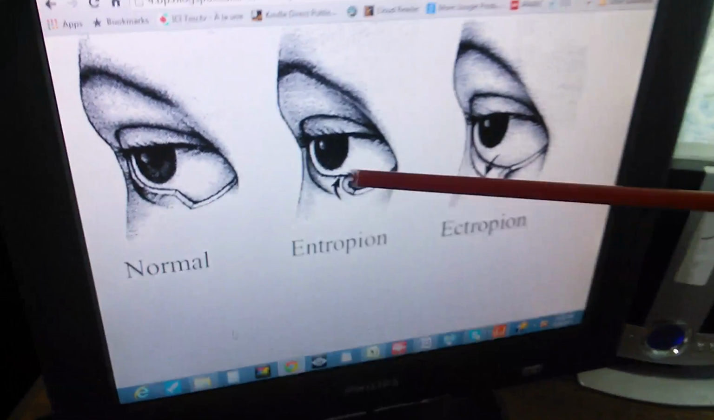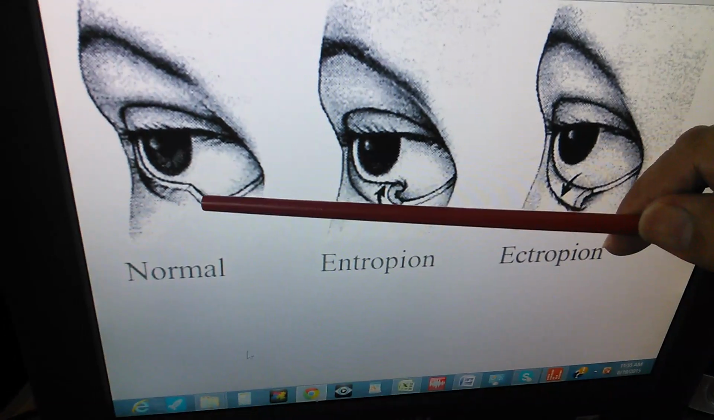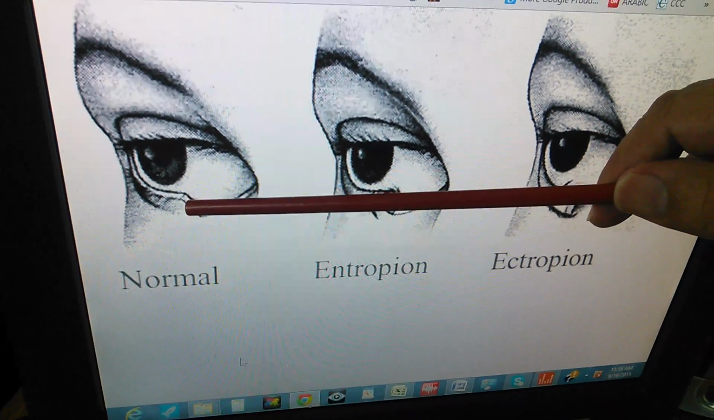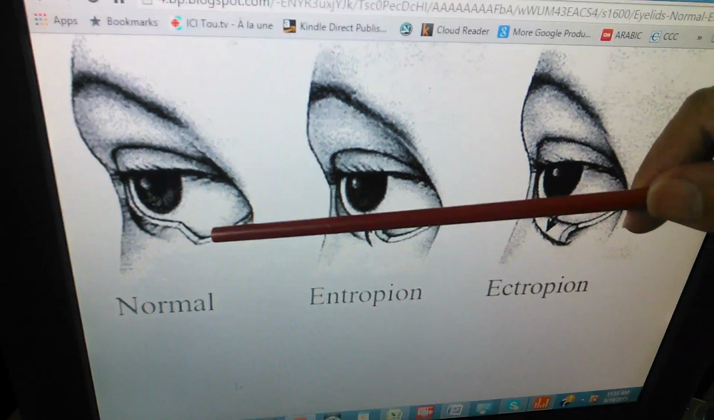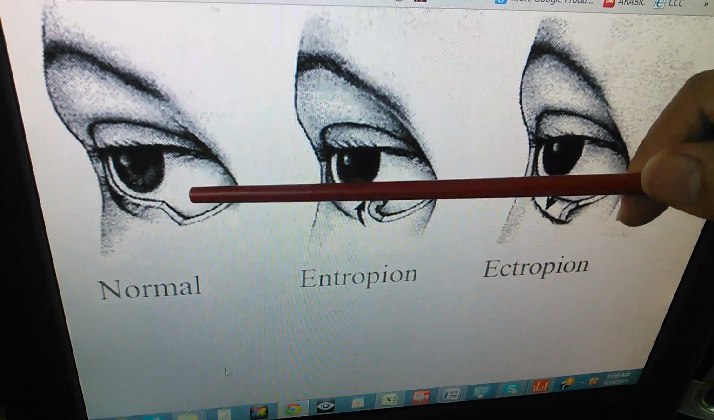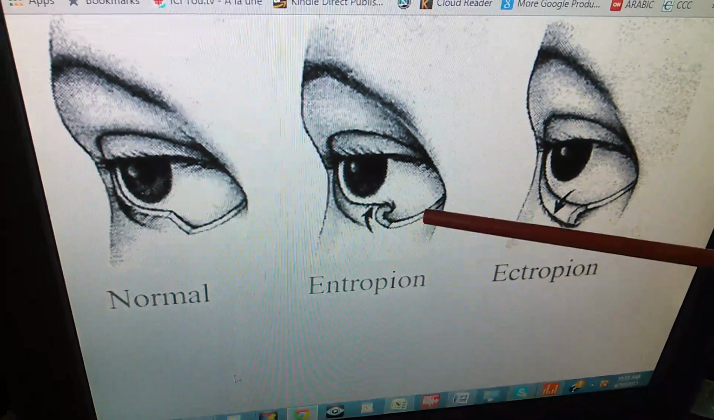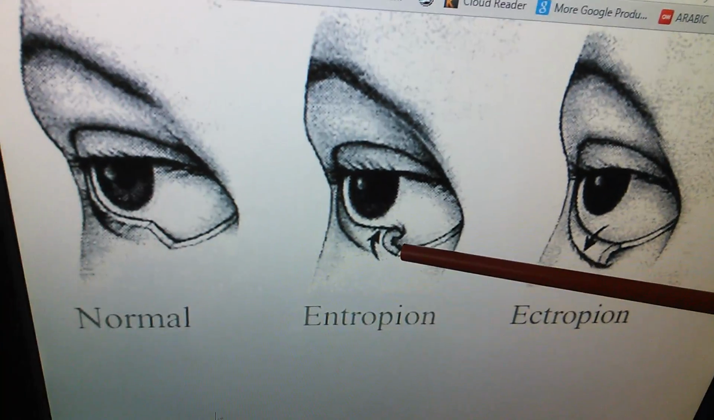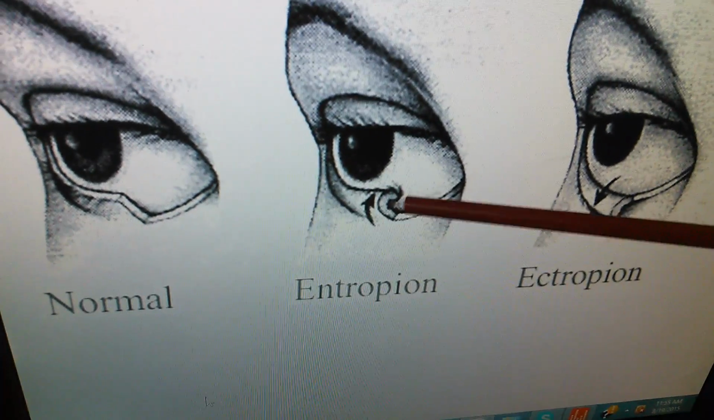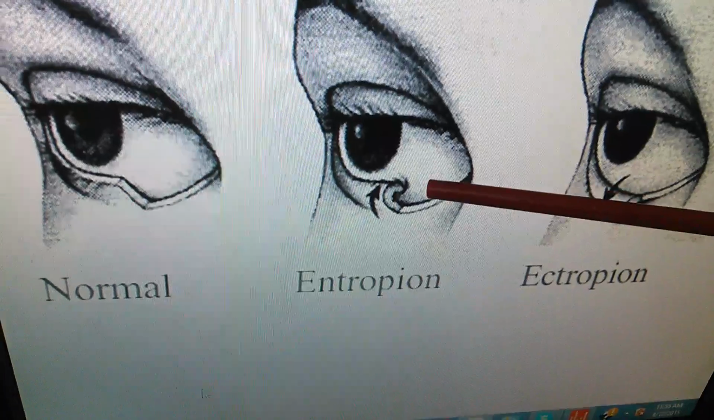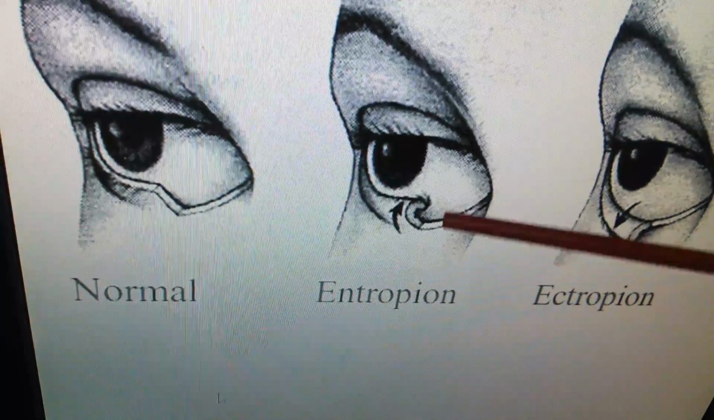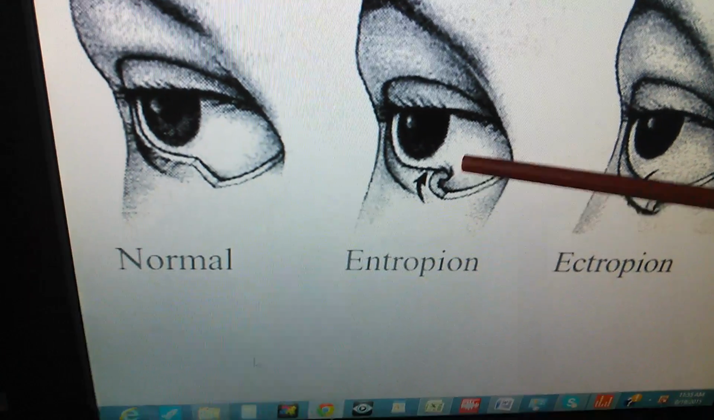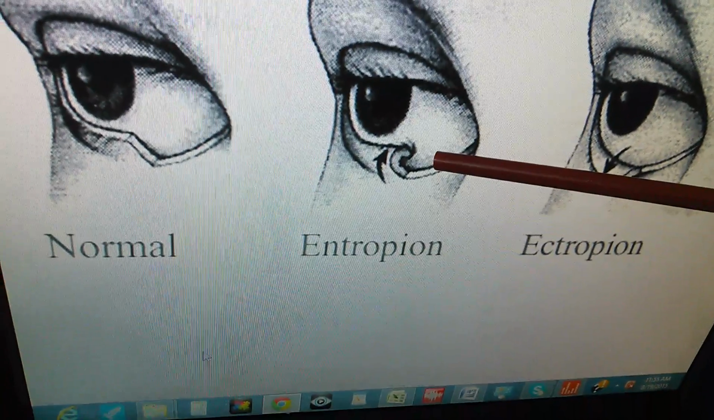Right here. This is the lower eyelid, and this is how it looks normal. You see? It is normal, it is perpendicular, it is not touching the cornea. This is the cornea. Now, entropion is when the eyelid kind of turns or folds inward and starts touching the cornea. You see? So that is a disorder because it hurts the cornea.